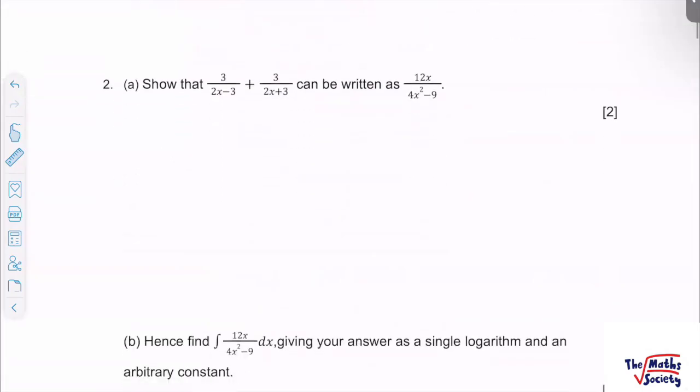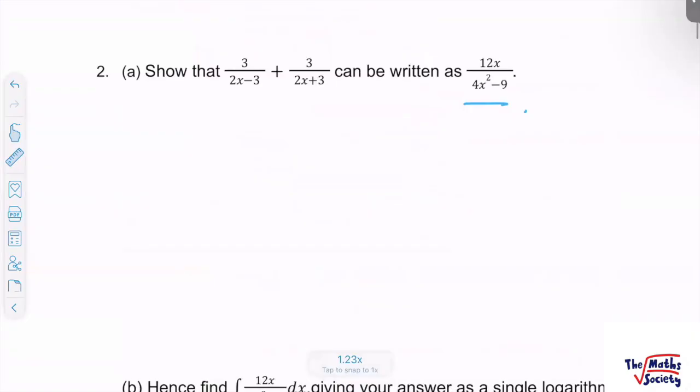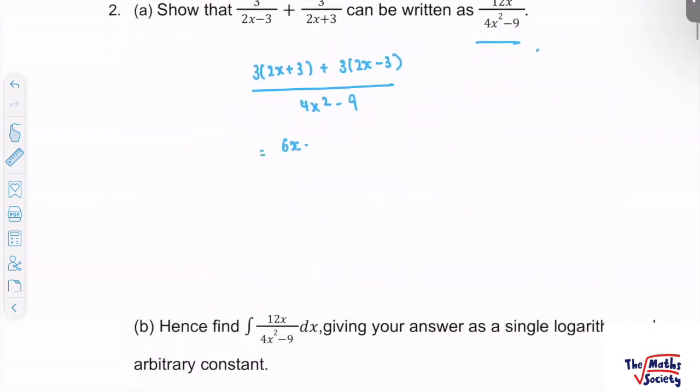So now moving on to number 2, you just need to show that this and this can be written as this. So you're just going to multiply: 3(2x + 3) plus 3(2x - 3). If I multiply them, you'll get 4x squared minus 9. It's just squaring. And it's going to be 6x plus 9 plus 6x minus 9. The 9s cancel out, 4x squared minus 9. So you get 12x by 4x squared minus 9, and that's the same as this.